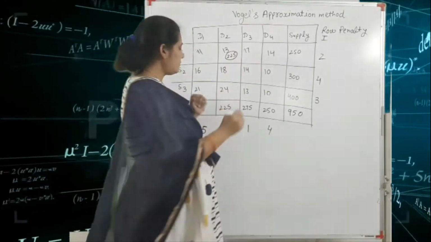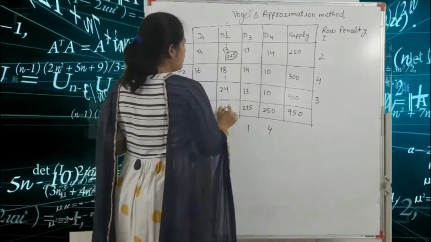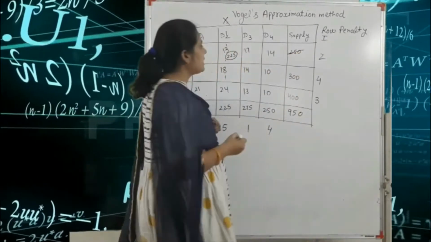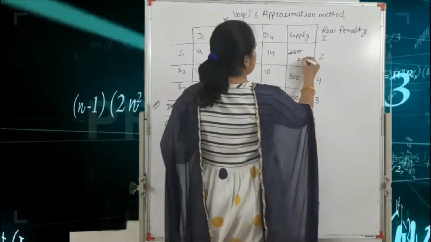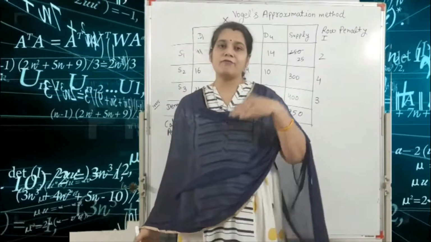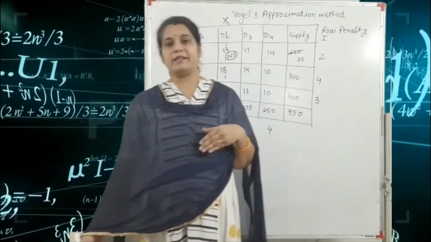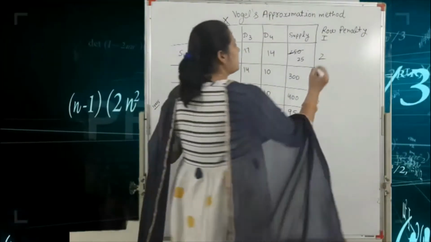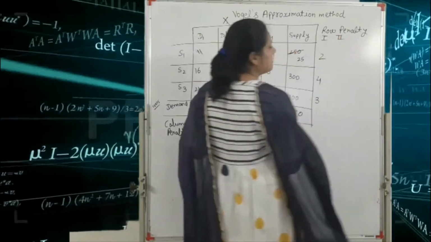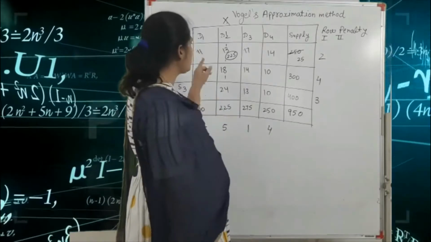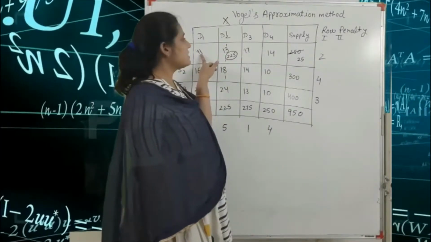Immediately you cross out the D2 column, and here you write 250 minus 225 is equal to 25. Got it? That is how, with the help of the first row penalty and column penalty, we allocate one number. Next we find the second row penalty and the second column penalty. The process is the same. Here the lowest value is 11.